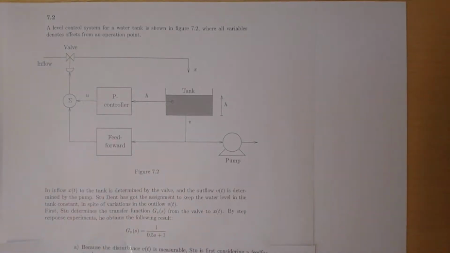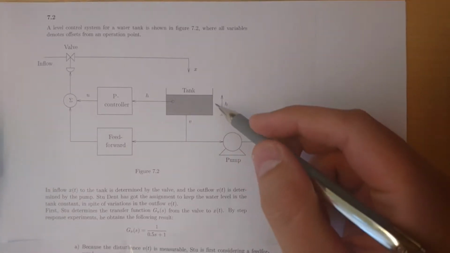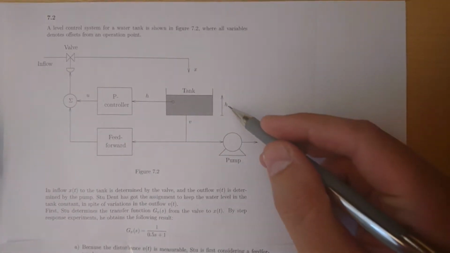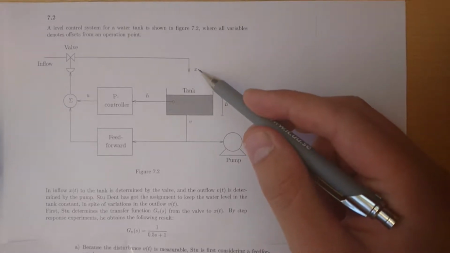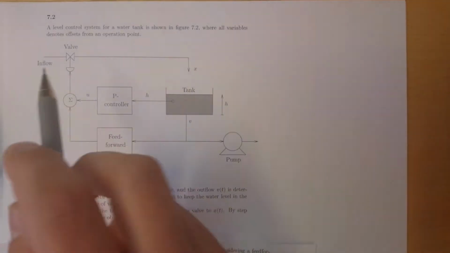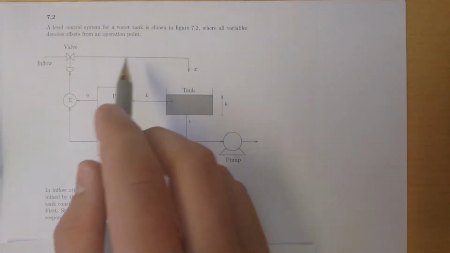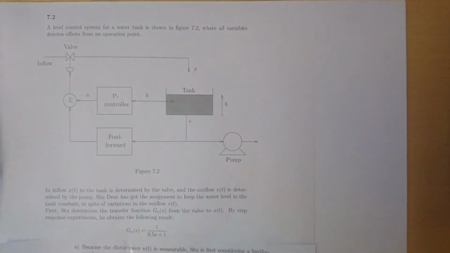So this is exercise 7.2, and here we're looking at a model of a water tank. We have the tank here, and the height of water in the tank is denoted by h. The inflow to the tank is x, and the outflow from the tank is v. The inflow is determined by the valve here, which you can open and close to control the amount of water, x, going into the tank.